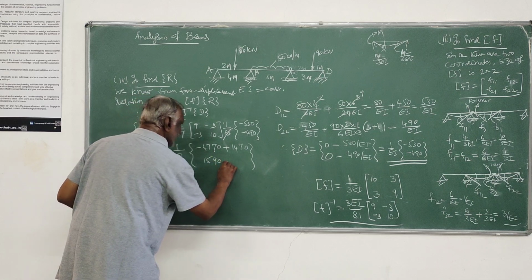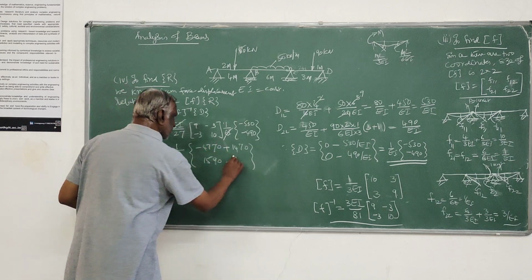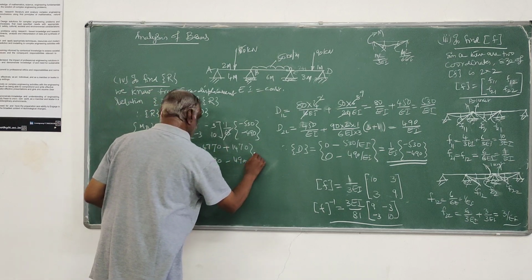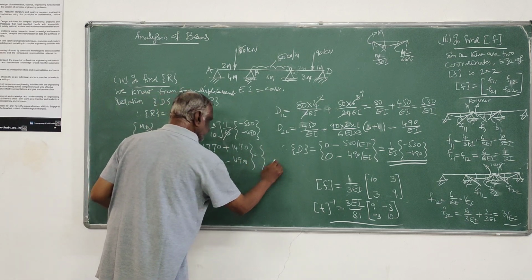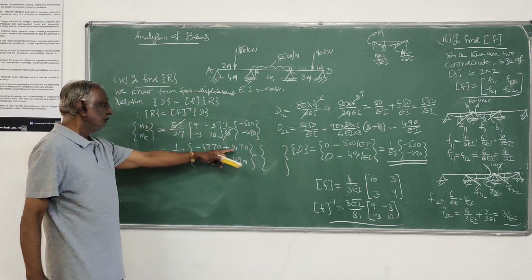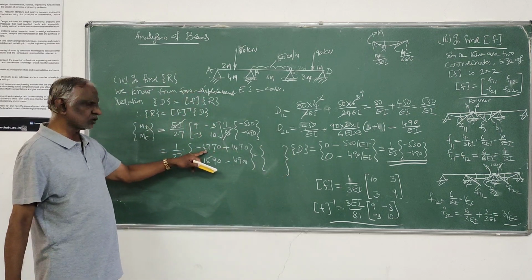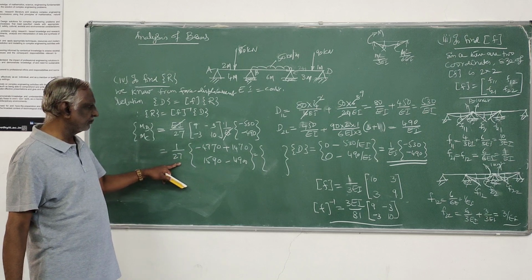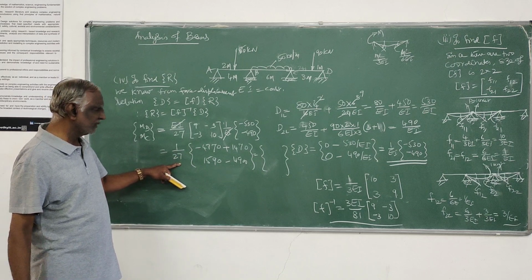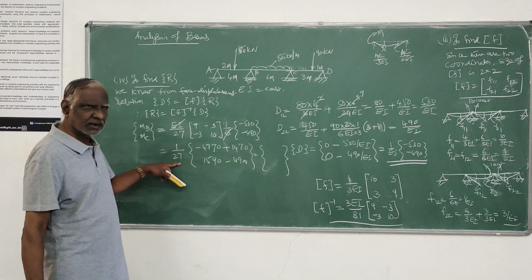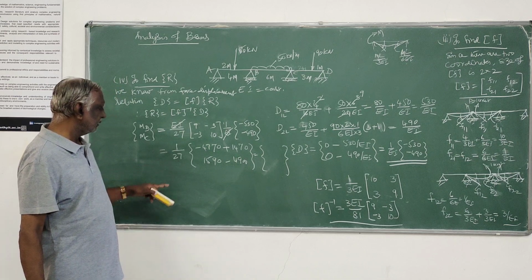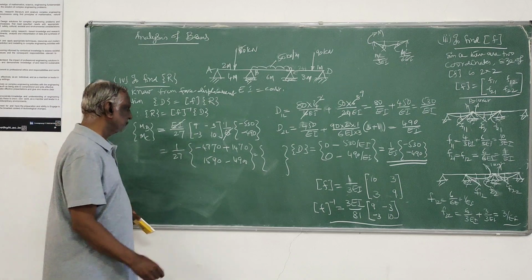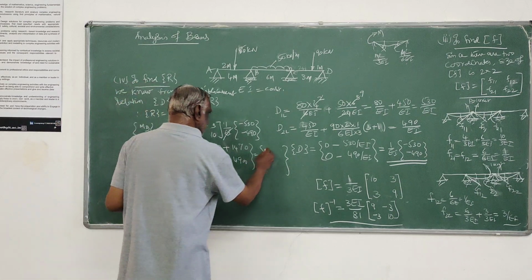Then here it is minus 4,900. This you can simplify. 1470 minus 4,770 divided by 27. How much you will get? 150. 300 divided by 27. So we got minus 122.22.